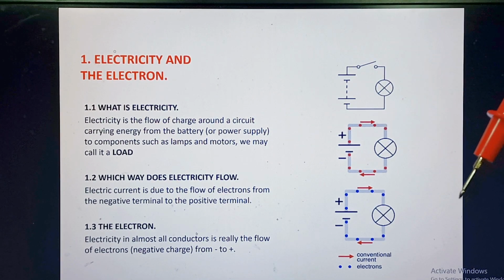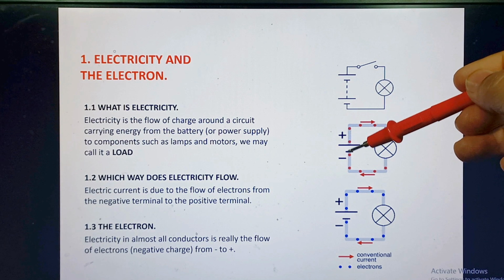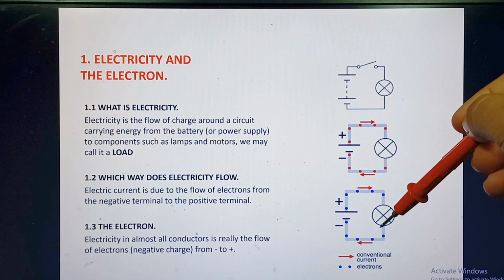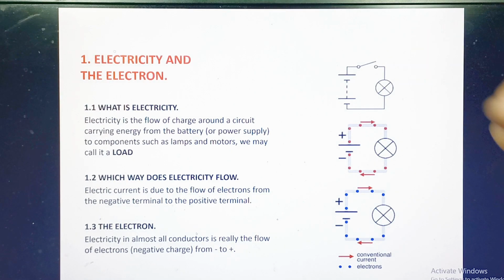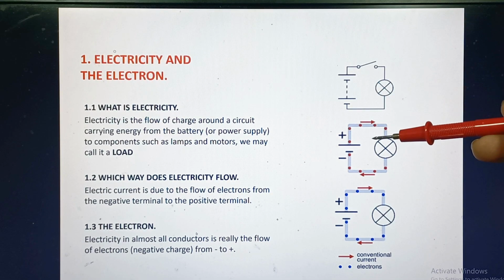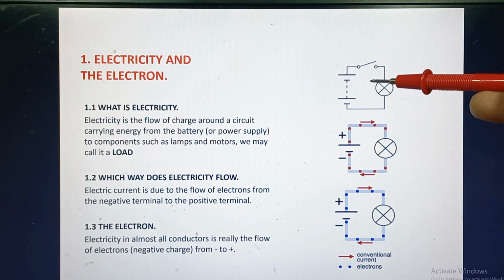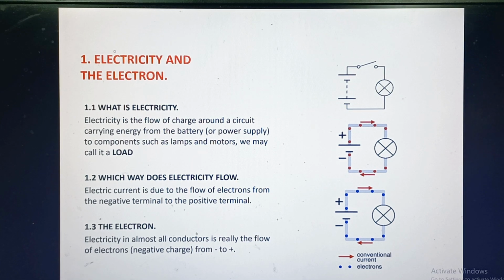Circuits are of two types: closed circuits, like shown over here. This one is a closed circuit. This is also a closed circuit. And this one is an open circuit. A closed circuit like this one or this one is also called an active circuit. And an open circuit is called a passive circuit with no current flowing through it.